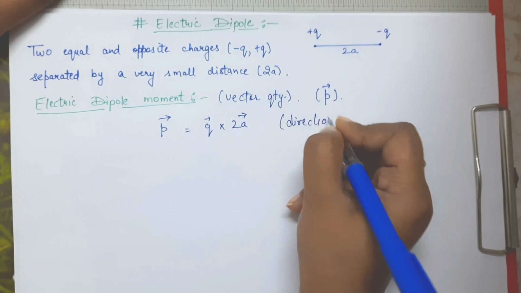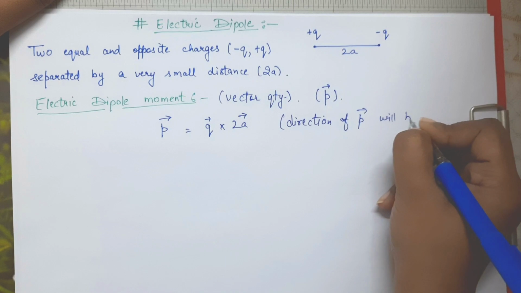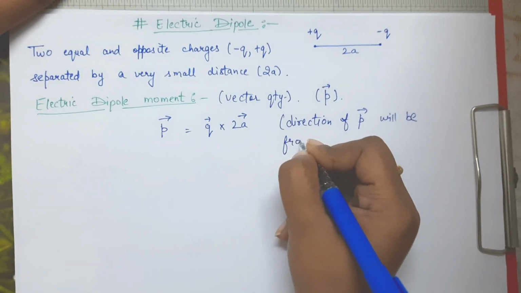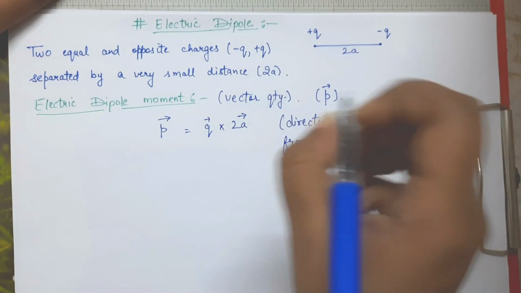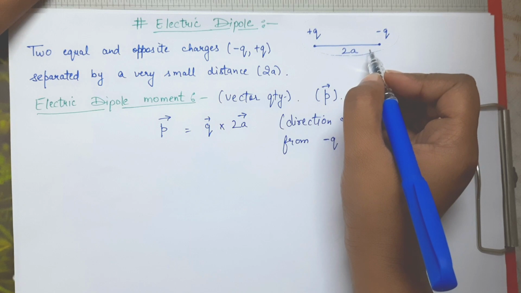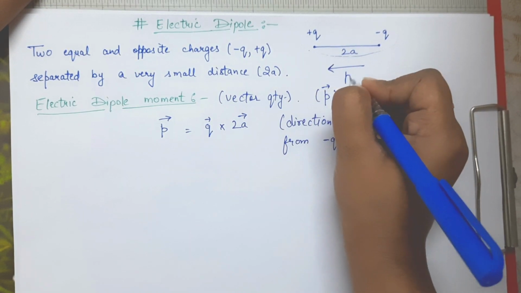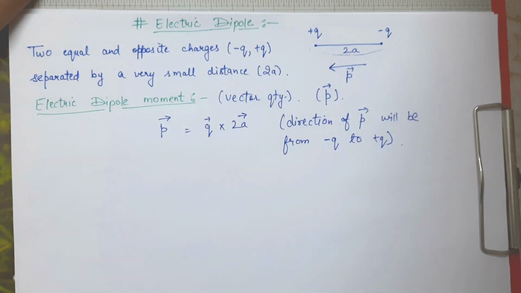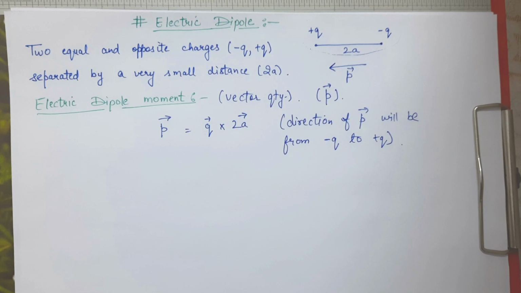direction of P will be from minus q to plus q. That means in this case of dipole, the direction of dipole moment will be from minus q to plus q, that is this way. Okay, so this is all about electric dipole and electric dipole moment.